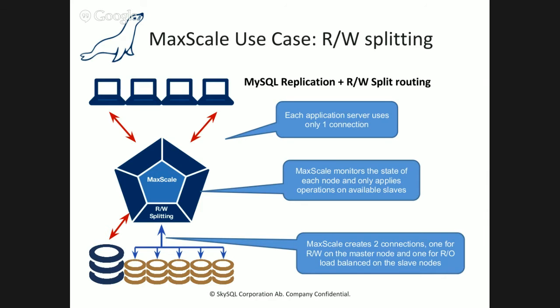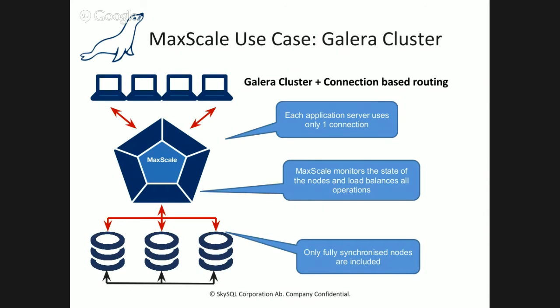MaxScale can also be used with Galera because we have a built-in Galera monitor. And again, you can use the read-write split router as well, but you can also allow MaxScale to just do round robin across the Galera nodes, which is typically the best way from a load balancing perspective.